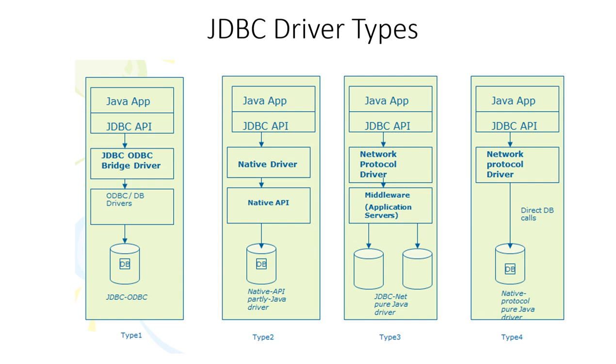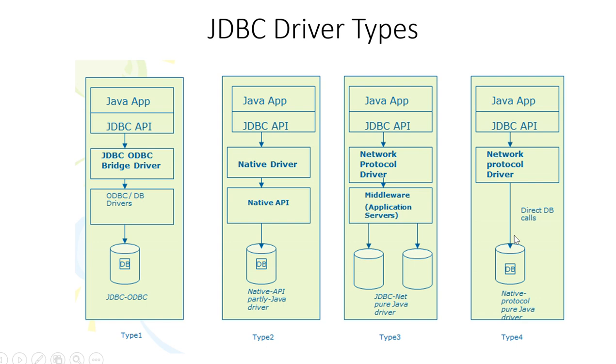Okay, and finally the most popular one, called type 4, also known as the thin driver, or you can call it the pure Java driver. This driver converts Java JDBC calls into the database native protocol using pure Java code. No native libraries and no middleware are required. It's faster than all three. It's portable and easy to deploy.